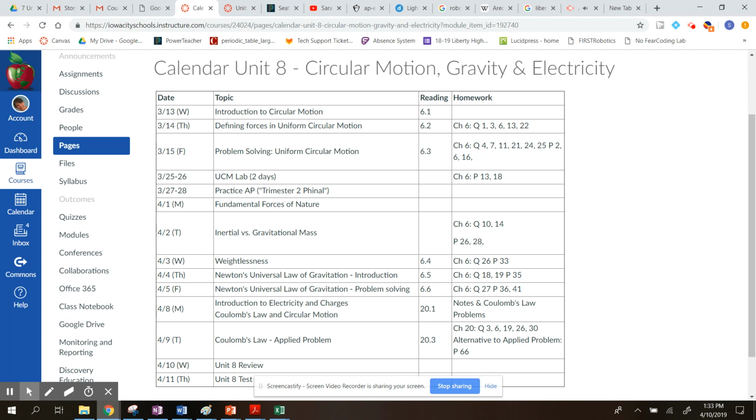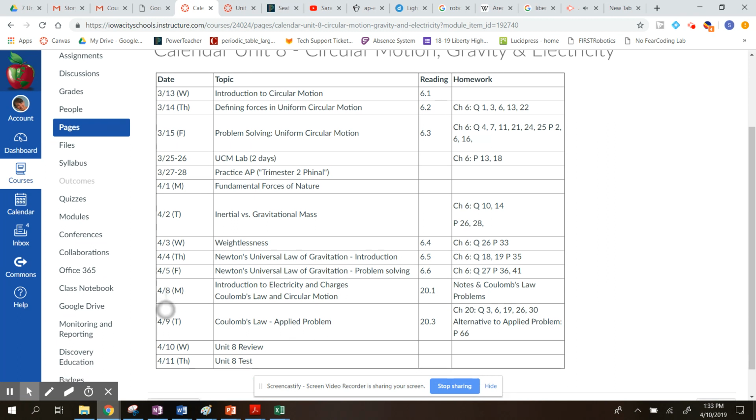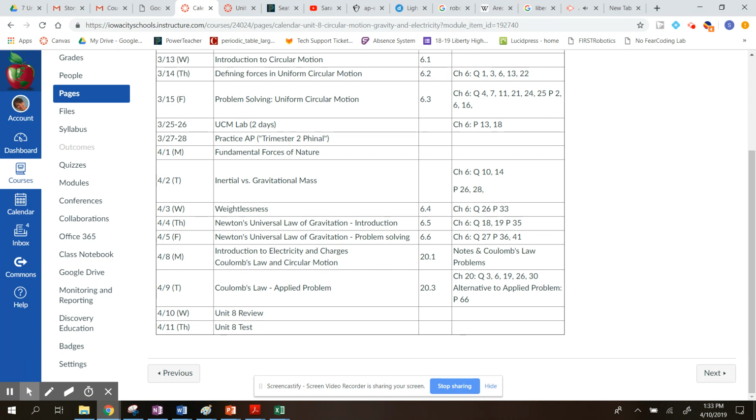Then we talked about inertial versus gravitational mass. We talked about weightlessness. Then we derived Newton's universal law of gravitation and we used it to do some problem solving. We defined electricity. We did one circular motion problem with that. And then we did our Coulomb's law applied problem yesterday that didn't work super well, but that's okay. And now we're here. So it's not that much wild and crazy stuff. The reason that we do it all together is because gravitation and Coulomb's law both fit really nicely with circular motion. Okay? So that's the content that we're going over.